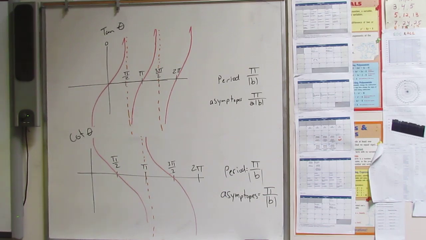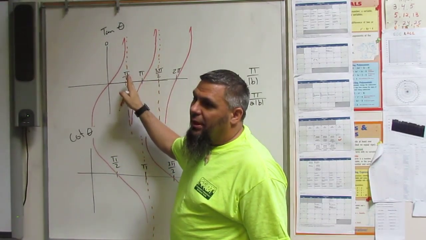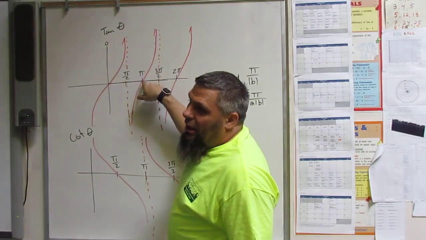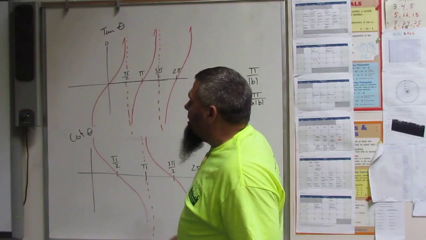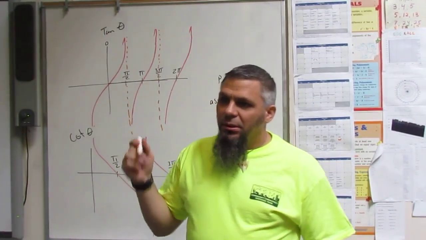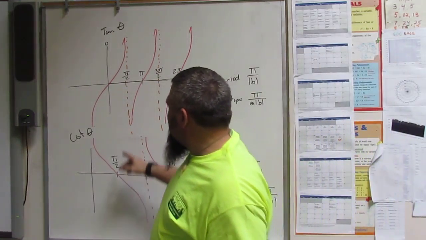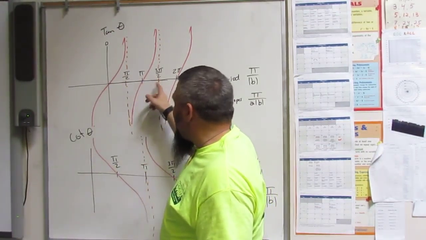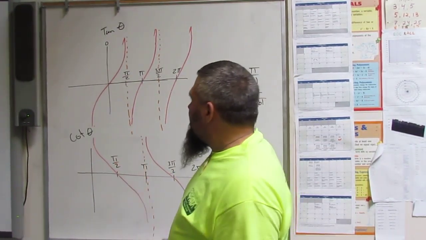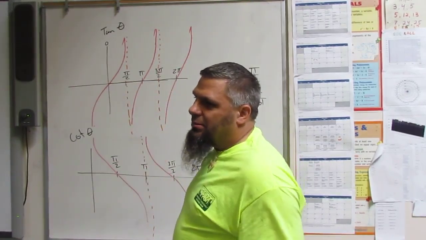Okay? Now it does the same thing here with cotangent. So with tangent, the asymptote's at pi over 2. Right? Now it crosses the x-axis at pi and at 2 pi. Now what's the period to this? How long before it creates the same pattern? Pi. Every pi, right? If you're going from half pi to 1.5 pi, so for every pi, right?